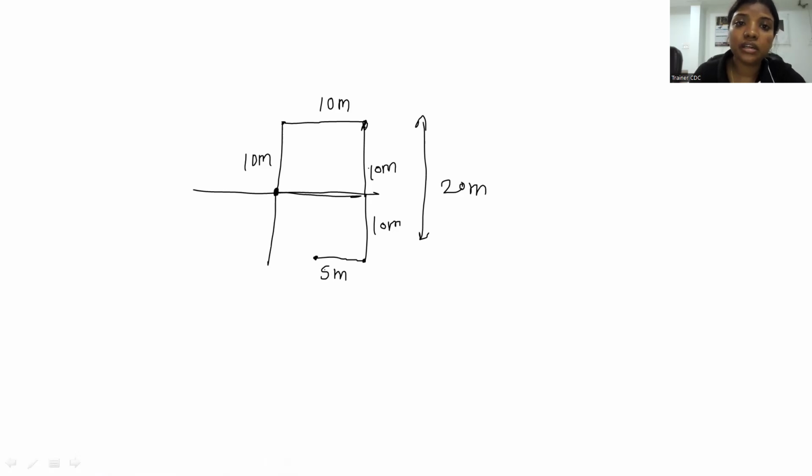Suppose instead of 5 meters, he is covering 9 meters. So don't consider 10 meters equal to 9 meters. No. So 9 meters will come somewhere here, right? One meter less than 10 meters, right? So always remember one thing, in the game of direction, if you want to get each and every question correct, you should draw this line correctly.